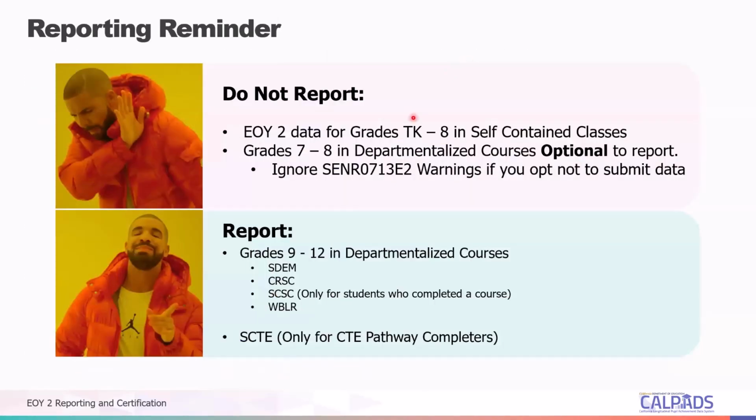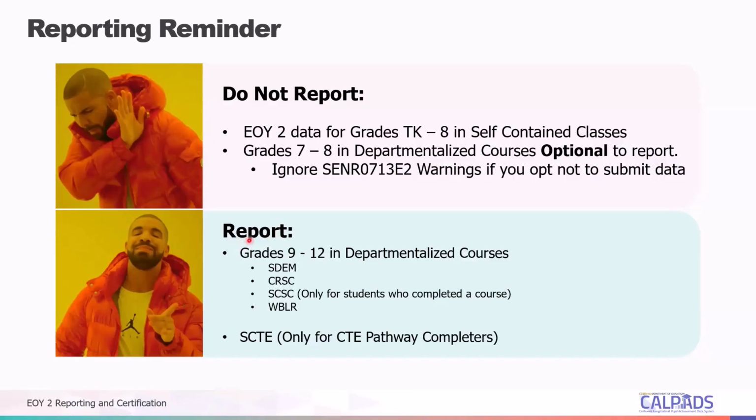To simplify the matrix, do not report EOY2 data for grades TK to 8 that are in self-contained classes. However, grades 7 and 8 in departmentalized courses may be reported to CalPADS. However, it's optional. Should you not report these courses, you may get an SENR 0713E2 warning, but you may ignore that and just go ahead and certify the appropriate reports that you find accurate down the road.